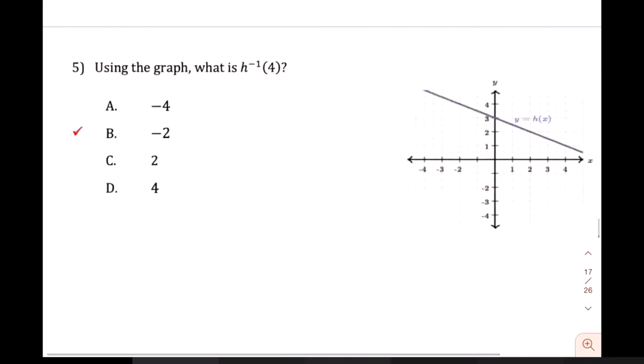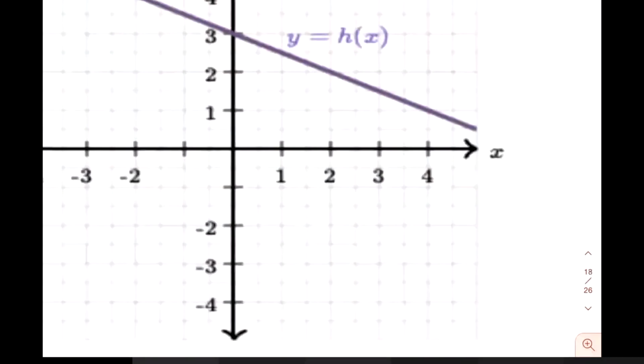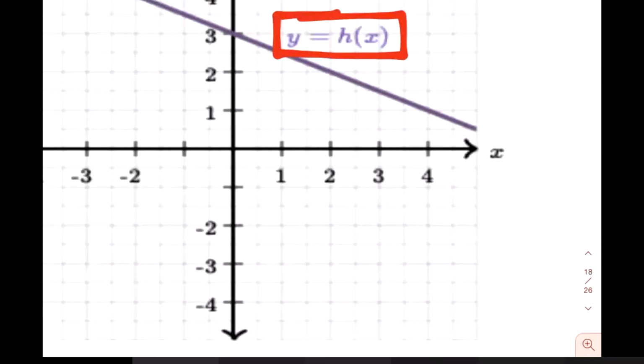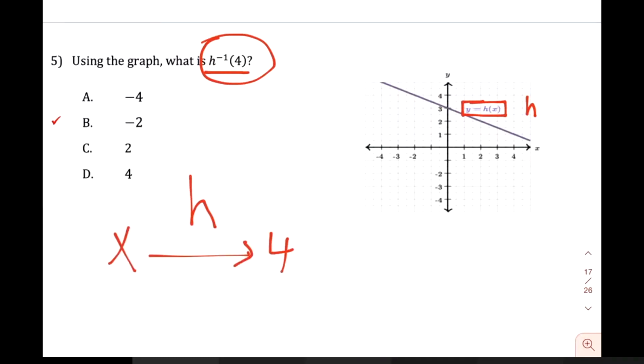Now, this question, very interesting, this one. Inverse function. You know this notation is for inverse function. They gave you a graph and they ask you to find h minus 1 of 4. So this is the graph of h, not of h minus 1. This is the graph of h, not the inverse. Now, we know that if h takes x to 4, h minus 1 takes 4 back to x. You remember this. If you remember this, you're done.